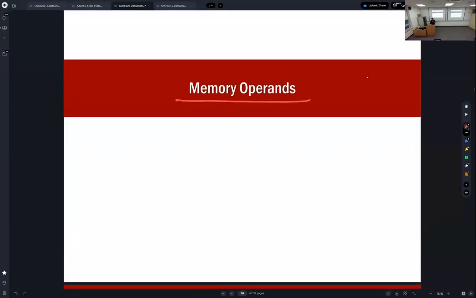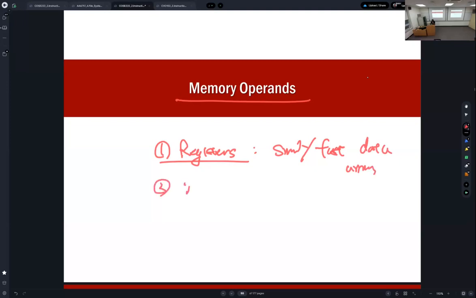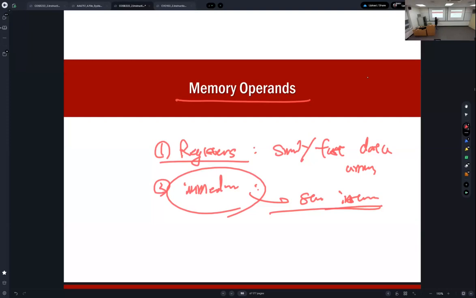And then memory operand. Until this point, we learned about the first, the register file. Now what are registers? Registers are small and fast data. And then the immediate data type can be stored in the instruction format. Actually, the immediate type data is encoded in the instructions, the machine code. Then the third operand is the memory operands.